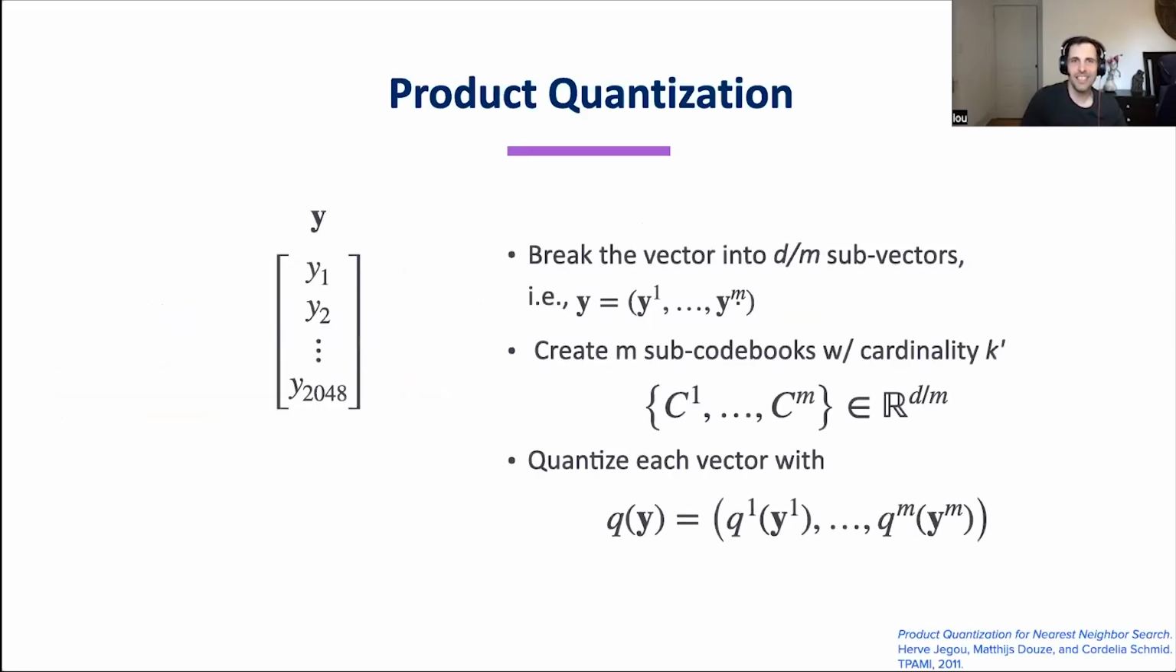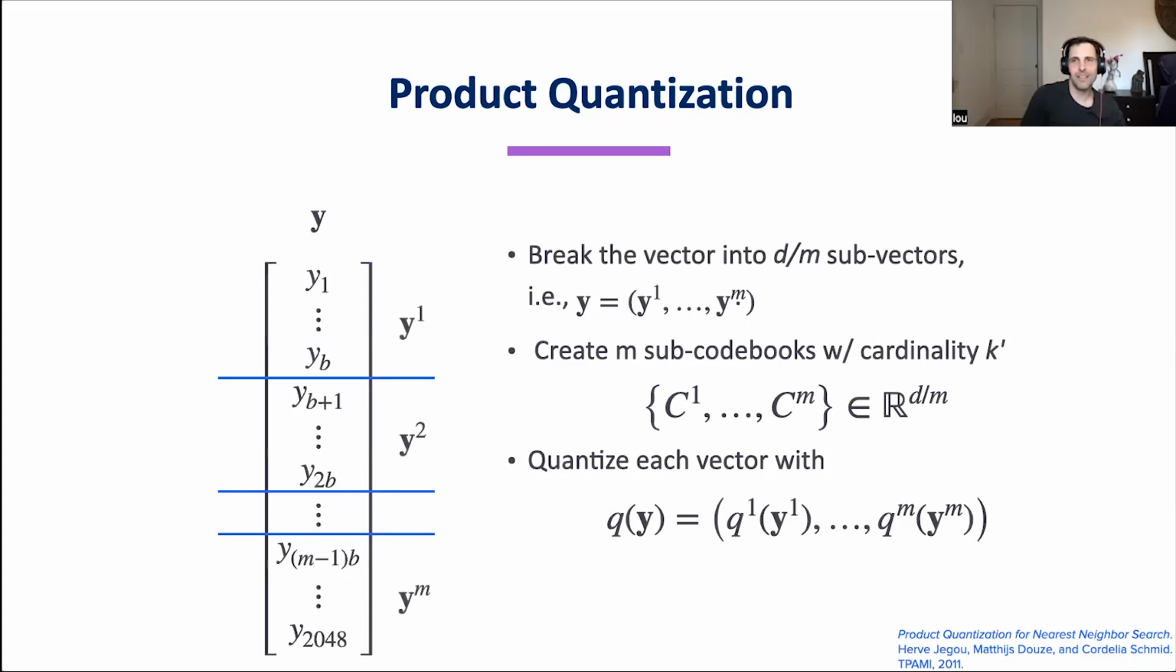It's pretty cool, and the idea is really simple. I'm going to take my feature vector y. Remember, I have 2048 floating point numbers in there. And I'm going to break it up into m subvectors, each of the same size.